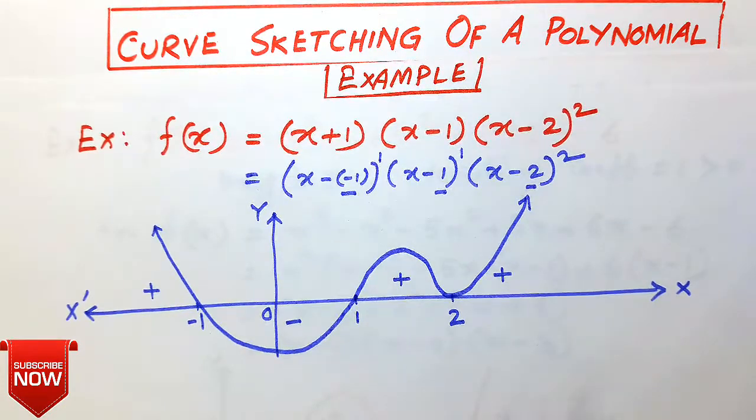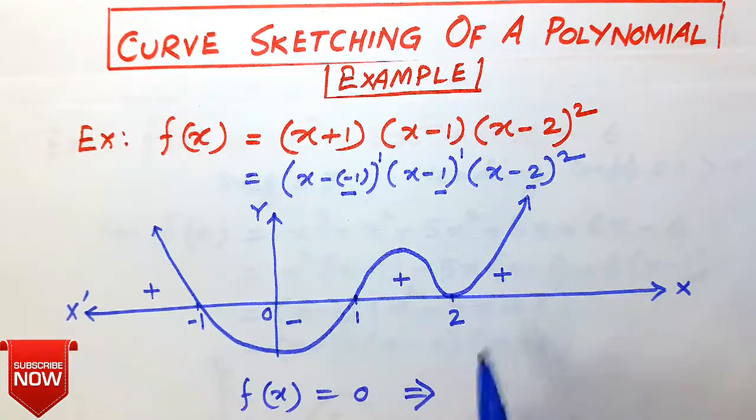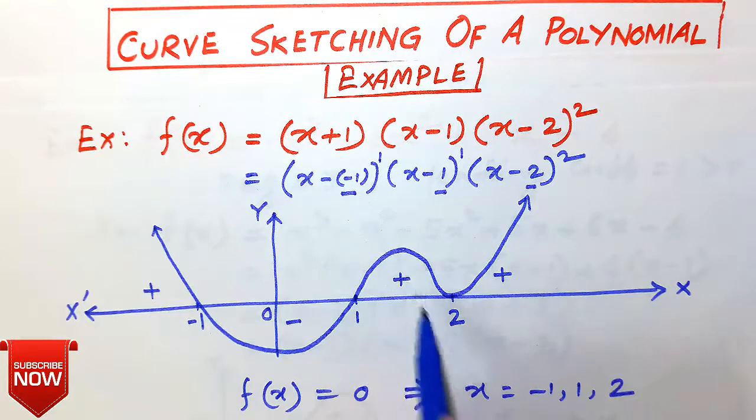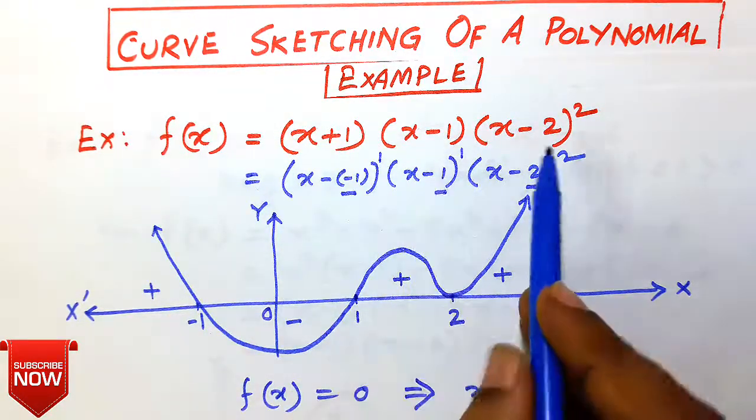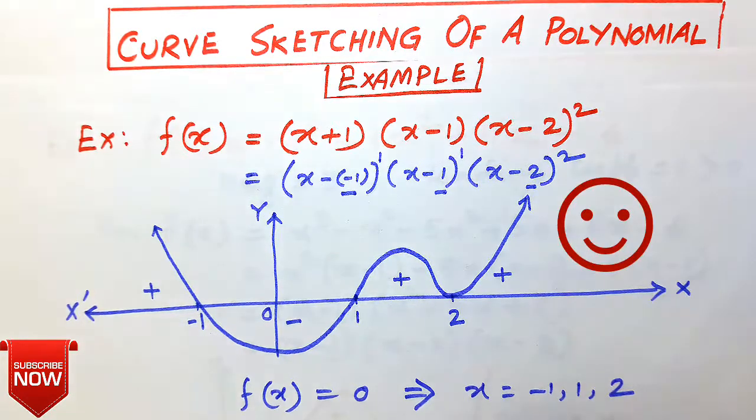So if it is asked how many roots are here, f(x) is equal to 0, you will find there are 3 distinct real roots, respectively minus 1, 1 and 2. Hence the solution. Also the rough sketch of the polynomial f(x) is equal to x plus 1 into x minus 1 into x minus 2 whole square. Thank you.